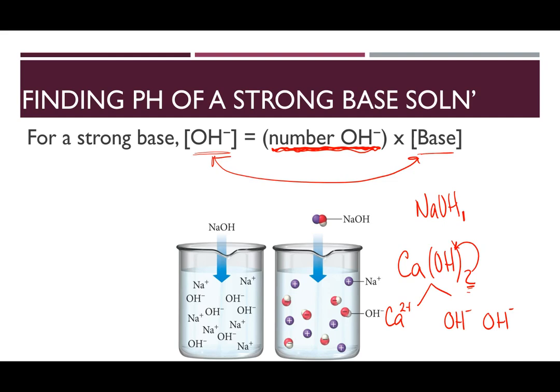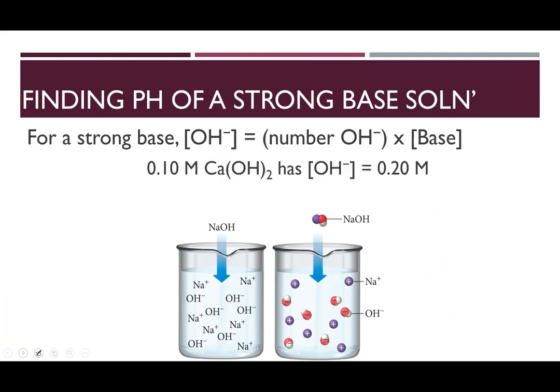So when we look at the concentration of hydroxide and the concentration of the base, we need to take into account that 2 hydroxides break off of this calcium. So the number 2 would go right here for that example. Just a little wrinkle, a little additional thing to think about, but not terribly difficult. So if we've got a 0.1 molar solution of calcium hydroxide, the concentration of the hydroxide ion is going to be 2 times that number. To get to 0.2, we just took 2 times 0.1.